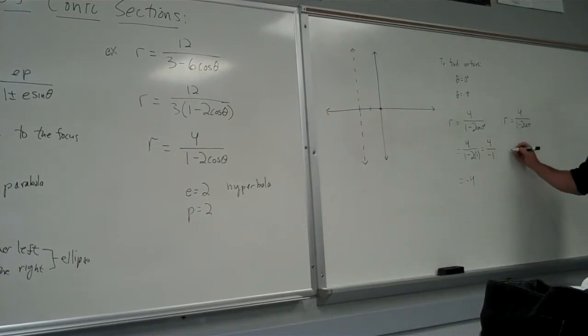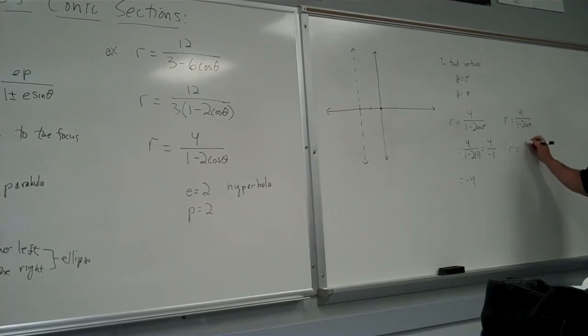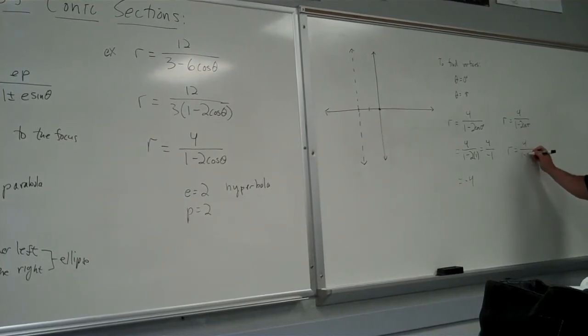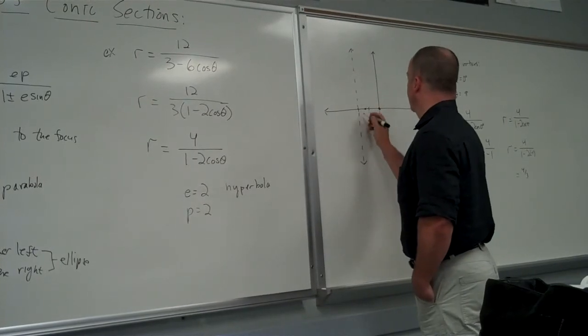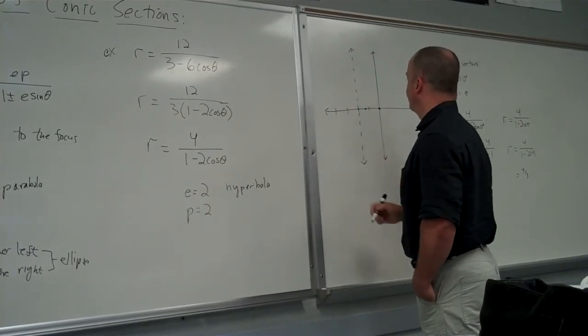And then what are we going to get over here? 1 plus 2 times negative, cosine of pi is negative 1, right? I just said that. 4 thirds. Yeah, so we're going to get 4/3 for the other vertex. That's not right. So it hits at 1 and 1/3.